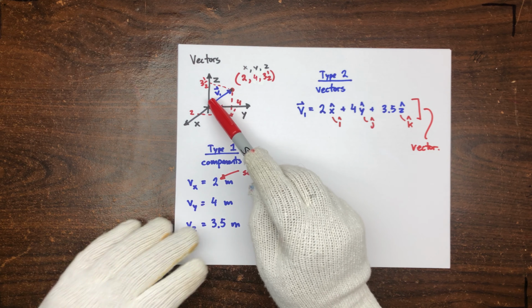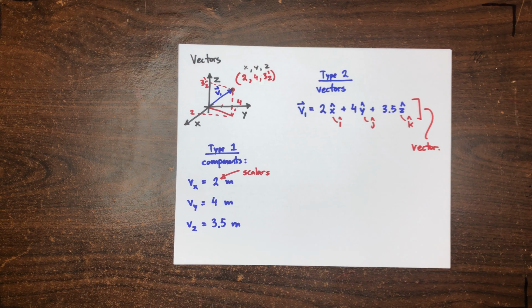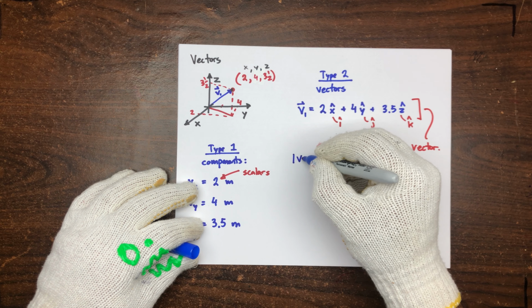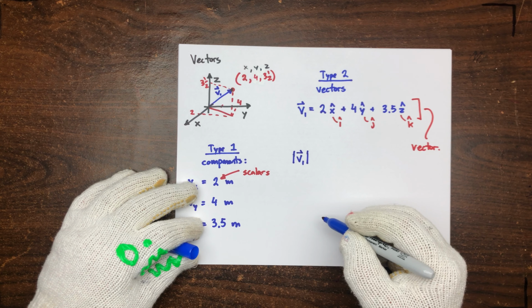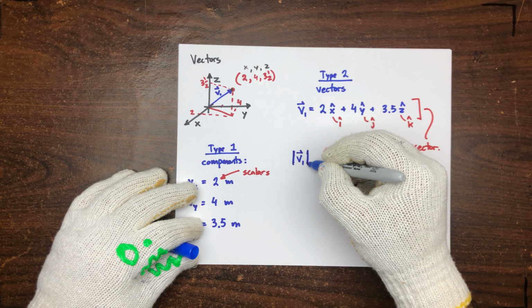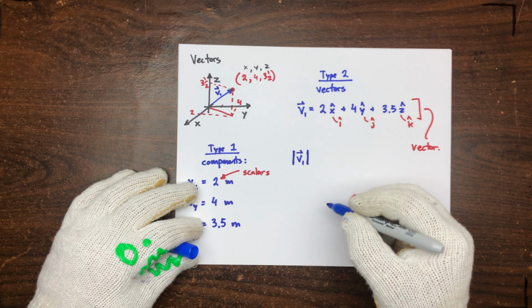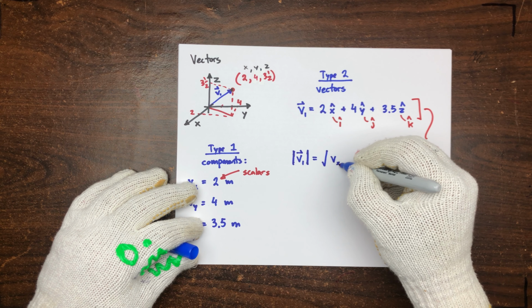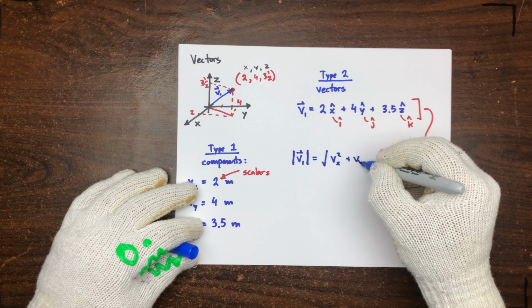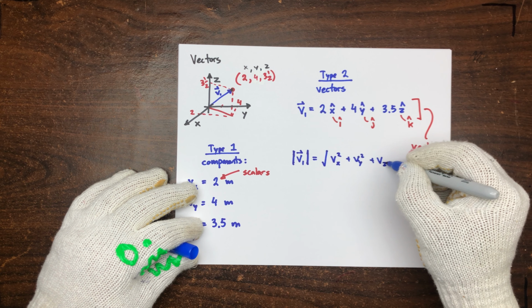If I wanted to know the actual distance, what's the actual distance of that? Well, I would use Pythagoras' theorem here. And there's another notation right here to show this. This means magnitude. The magnitude of V1. And this would be just the square root of the x direction, Vx squared, plus Vy squared, plus Vz squared.